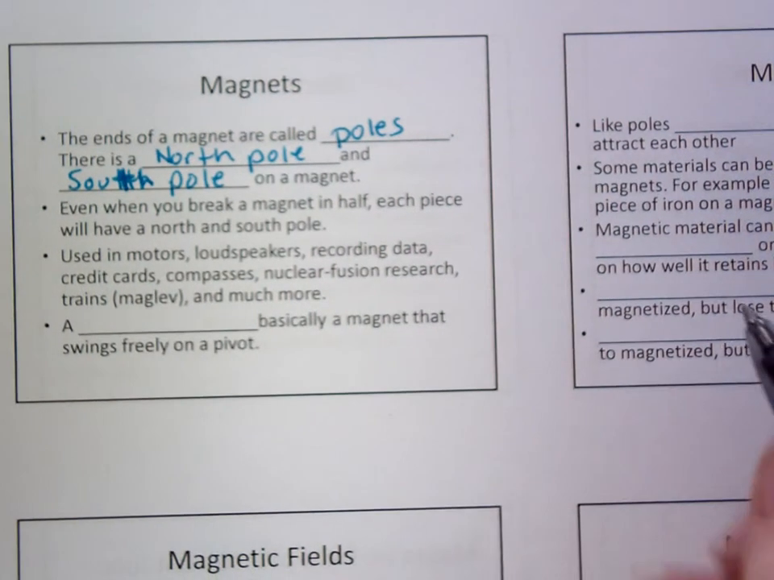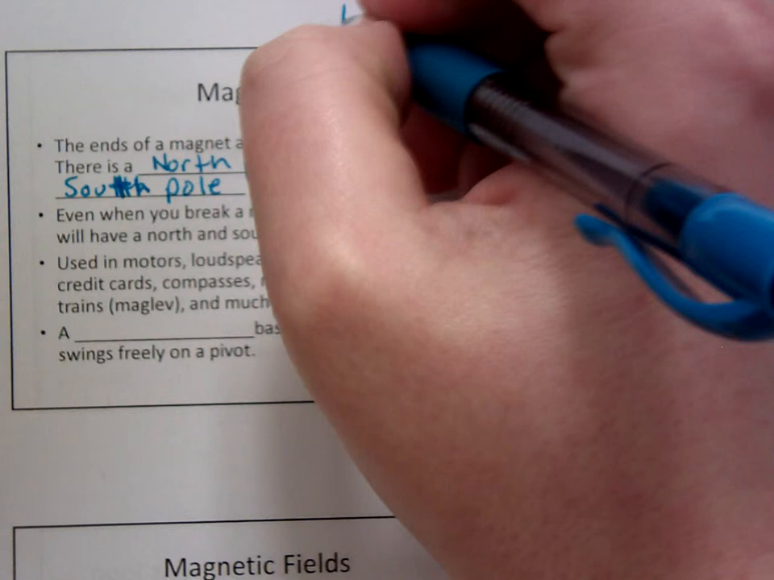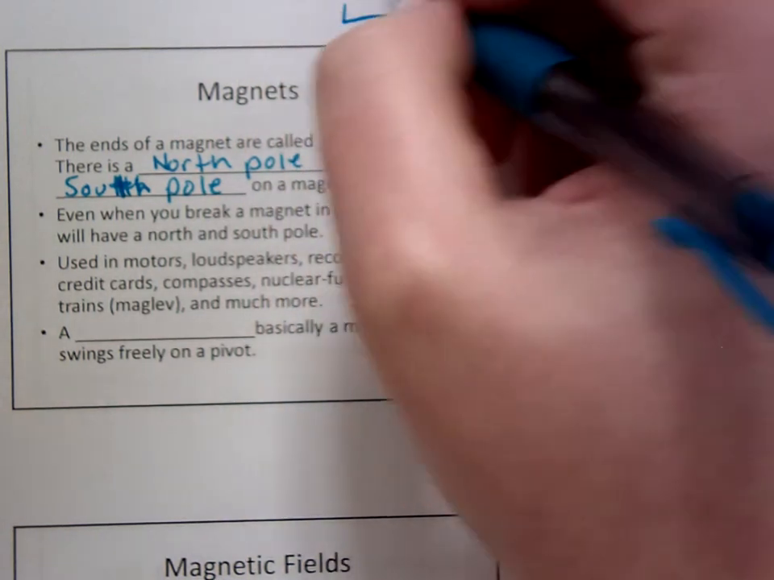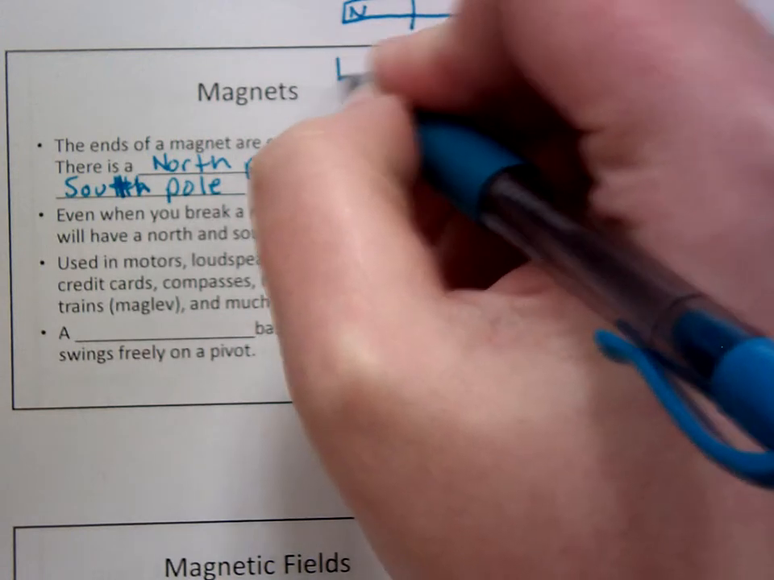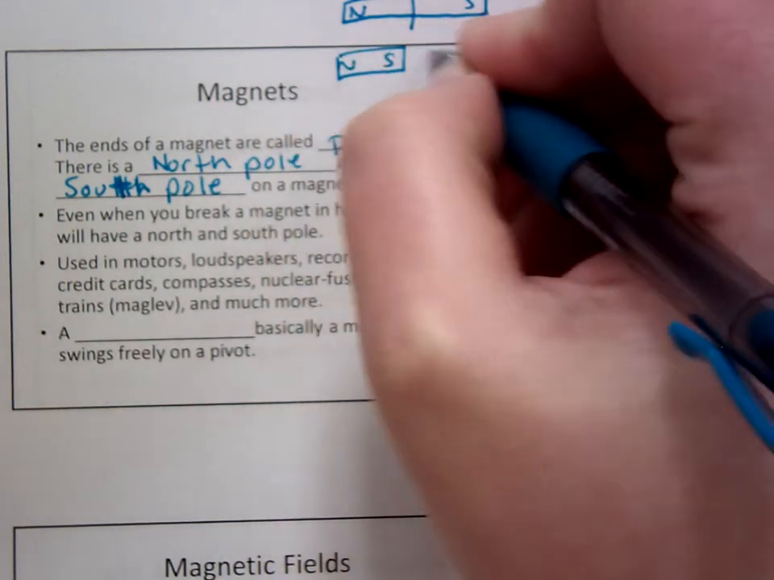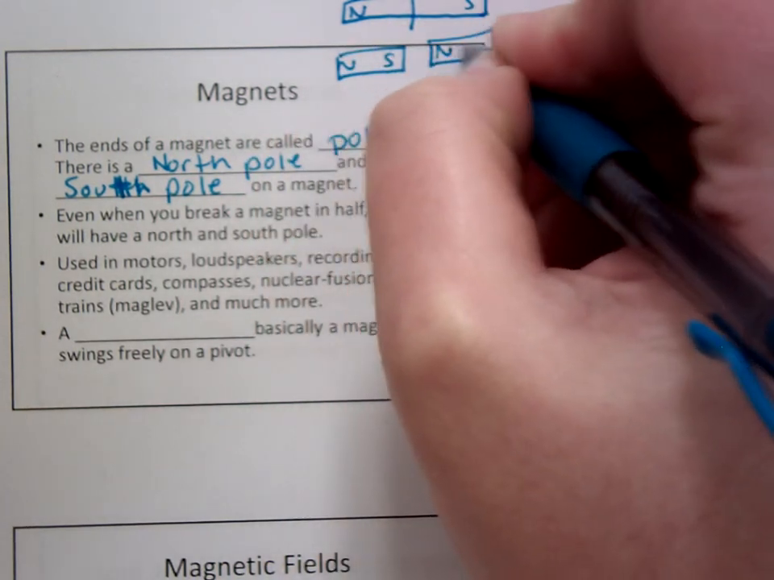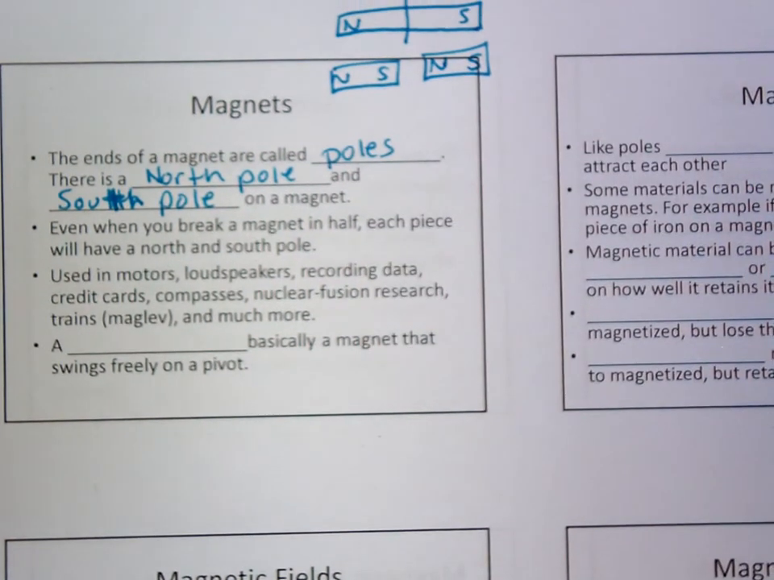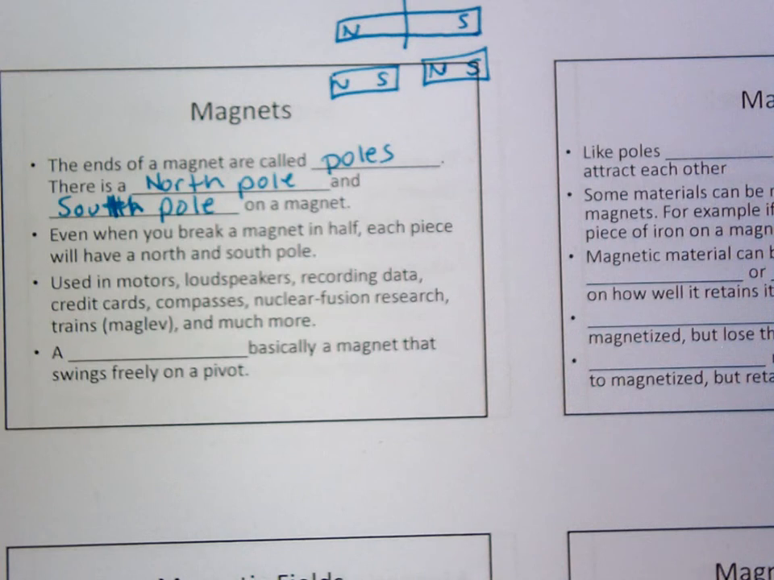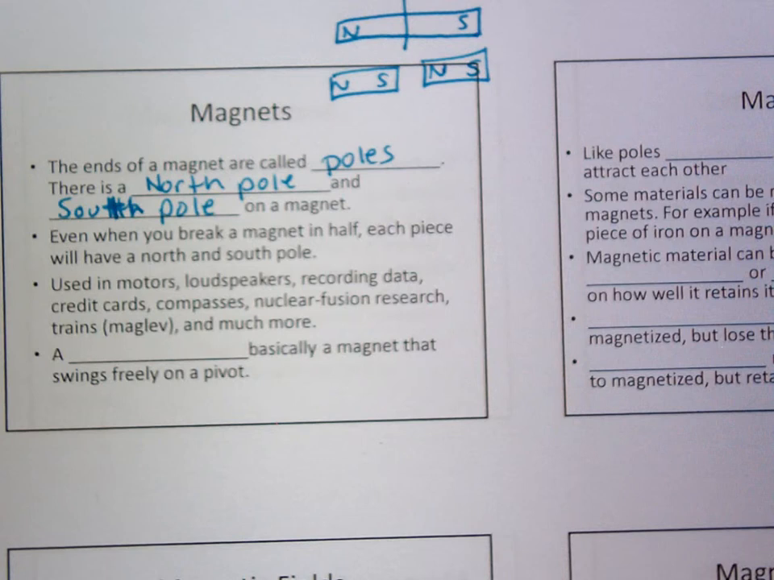Now, one thing about magnets is if you were to take a magnet and break it in half, like the one I just showed you, each piece would still have a north and south pole. And each time you break it, each piece still has a north and south pole, even down to the atomic level. Because it's the electrons moving in the atoms themselves that causes the magnetic fields.